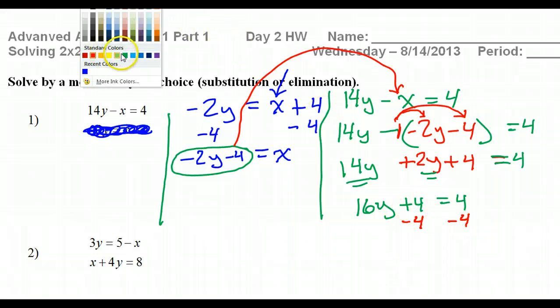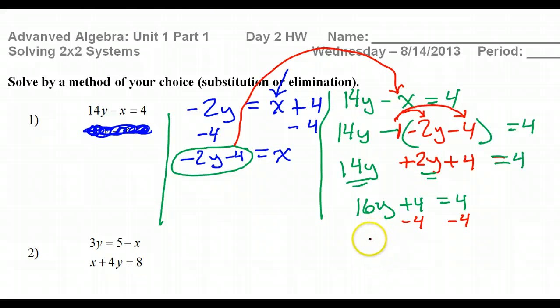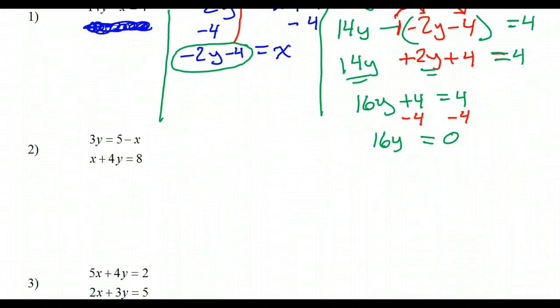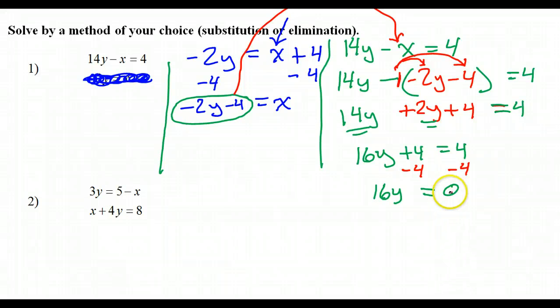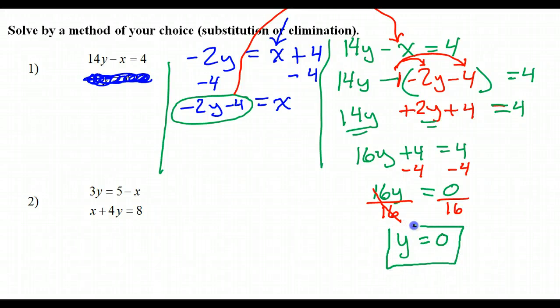But if I do that, what's 4 minus 4? That is 0. Now, does that mean this is no solution or something? No, it does not mean that. 0 is just a number. So just treat it like any other number. And we keep going. To get y by itself, we need to divide both sides by 16. So that is going to give us y equals 0. 0 divided by anything is just 0. So far we know that y equals 0. Nothing wrong with that.